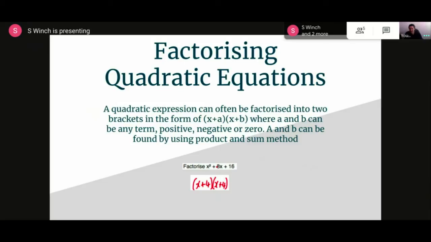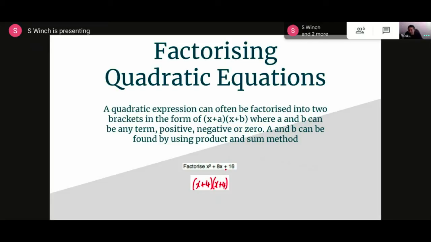And you've got an example here at the bottom of your screen. You've got x squared. So if it's x squared, we know that the first term in the first bracket is x, and the first term in the second bracket is x. That's the first rule. If we know it's x squared, then it must be x and x in each bracket. And then the rule really here is, what two numbers, if you look at the 16 first, multiply together to make 16? Well, of course, you could have 1 and 16. You could have 2 and 8, and you could have 4 and 4.